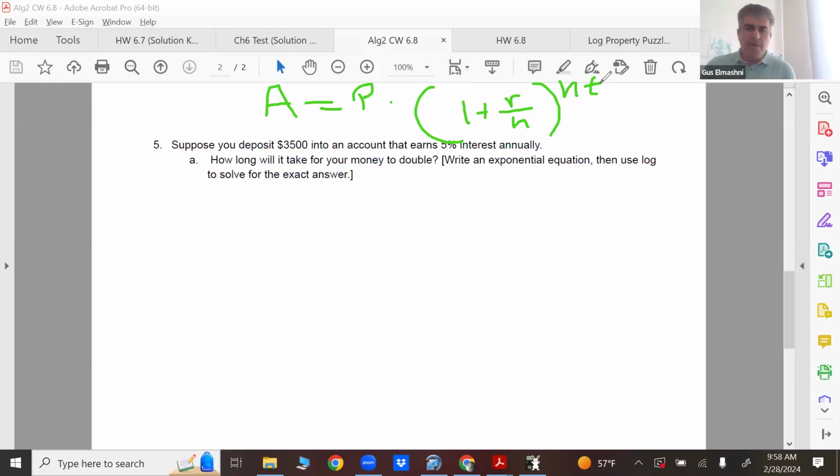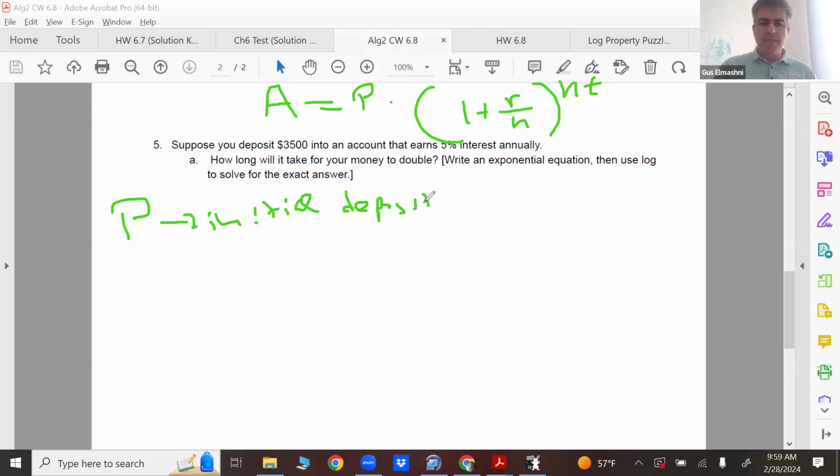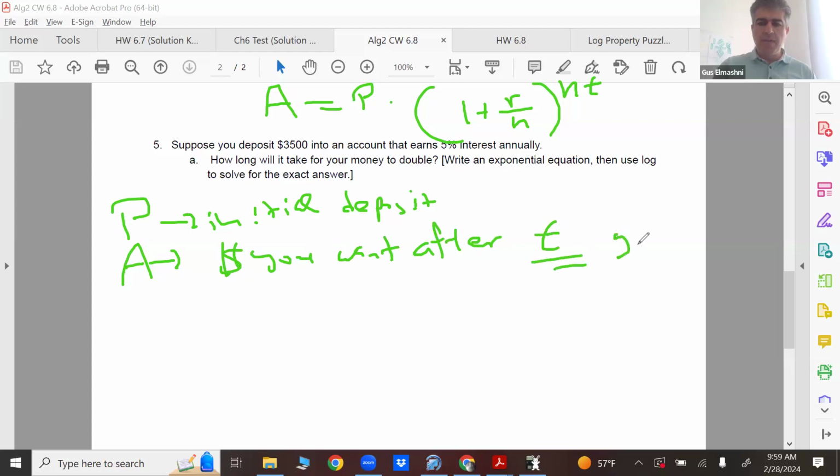So you start at $3,500. You invest at 5%. It's done annually. And you want to figure how long it would take to double your money. Okay. So P is the initial deposit. A is the money you want after T years.